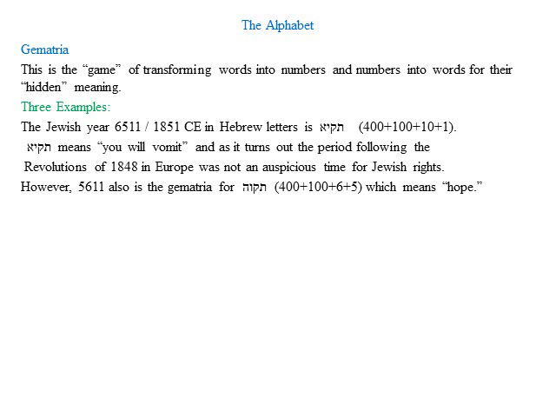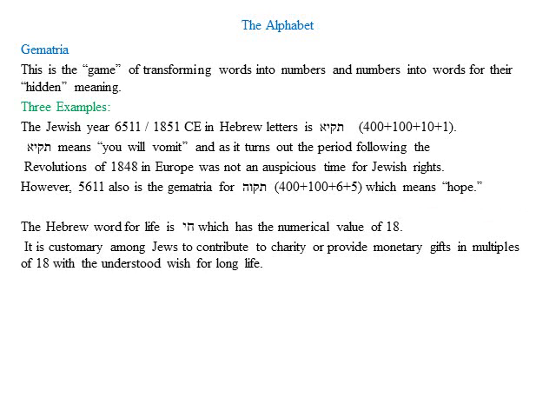However, 6511, also in the gematria, can be this word, tikva, 400, 100, 6, and 5. Again, 6511. But tikva is a word which means hope. So one can look at this period following 1848, the specific year 6511, as being one of great tribulation for the Jewish people in Europe, or a year of great hope.